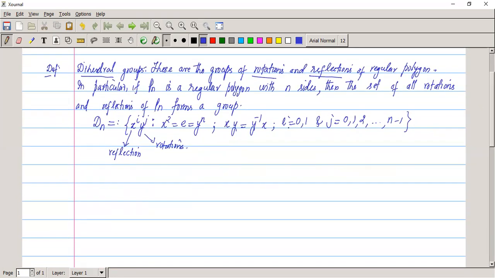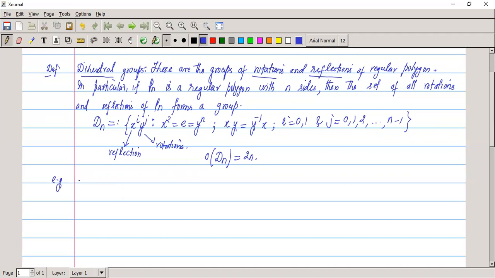Now, as we see that the values of i has two choices here, so this is either x power 0 or it's x power 1, and similarly j has n choices. So this clearly implies that this dihedral group Dn has 2n elements. So order of Dn is equal to 2n. So therefore dihedral group Dn shall denote a dihedral group of a regular polygon with n sides, and this group has order equal to 2n.